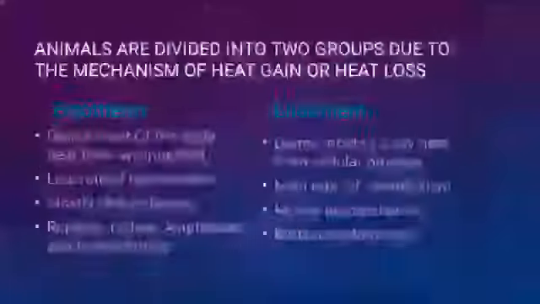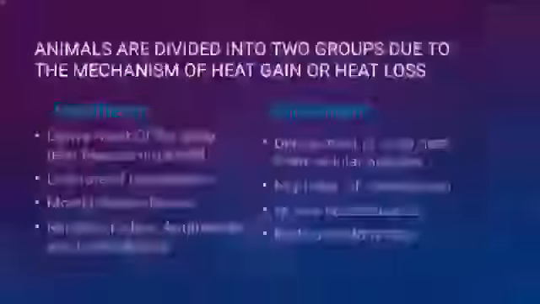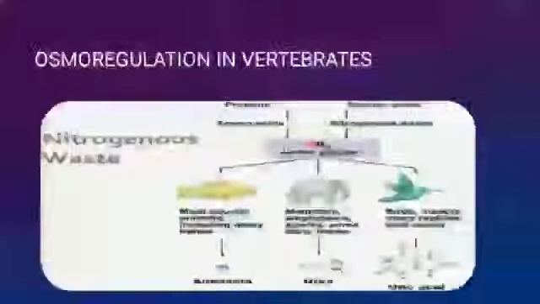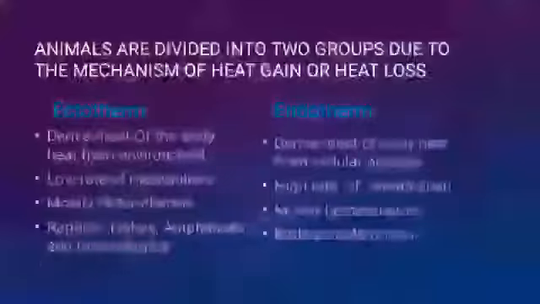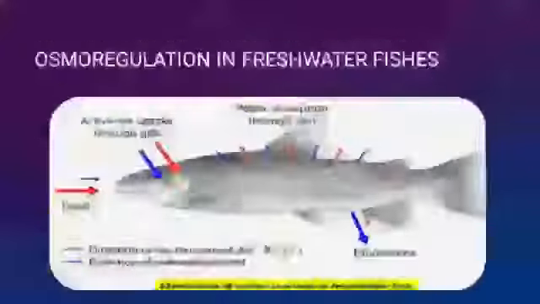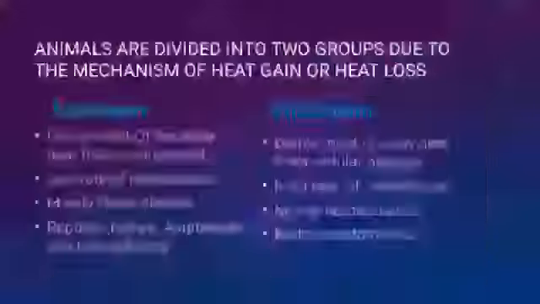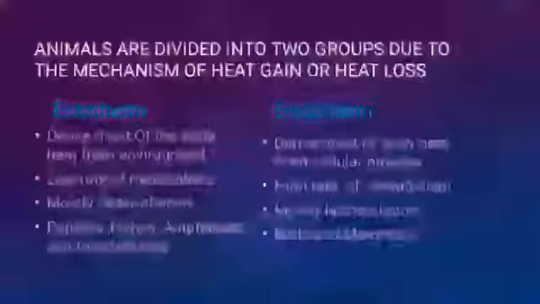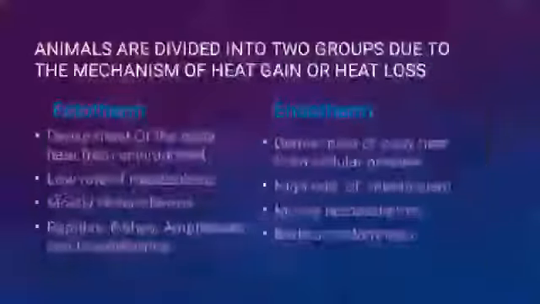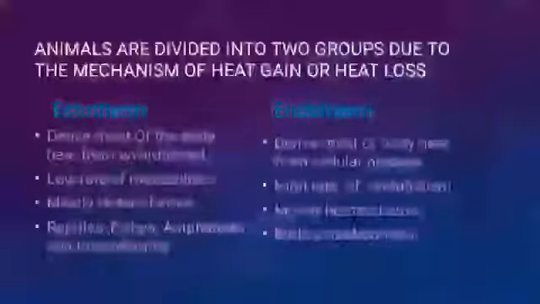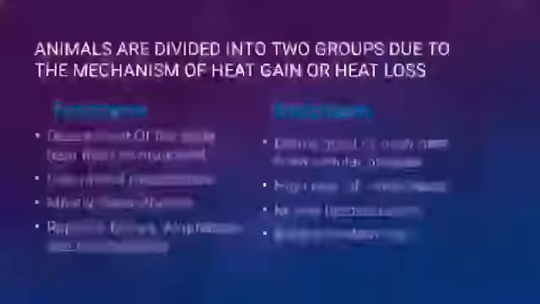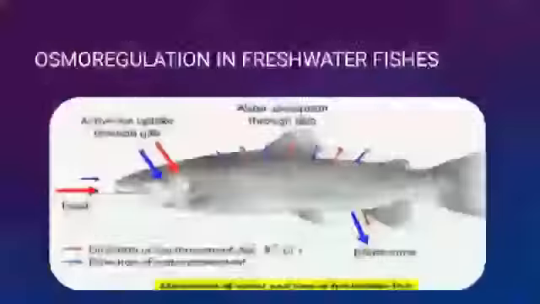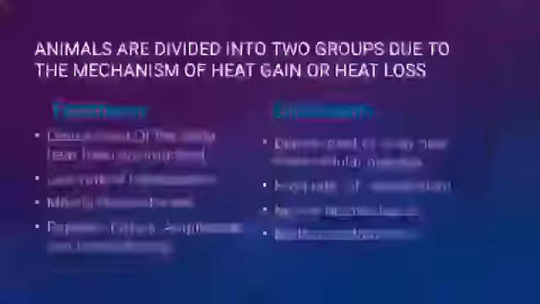Then, osmoregulation in vertebrates. Vertebrates include fishes, birds, mammals, reptiles. Osmoregulation in freshwater fishes: how do freshwater fishes osmoregulate their body? First of all, active ion uptake through gills. You can see in this image active ion uptake through gills, water absorption through skin, and then dilute urine is formed and excreted from their body.